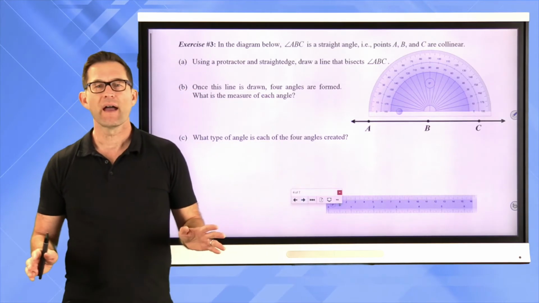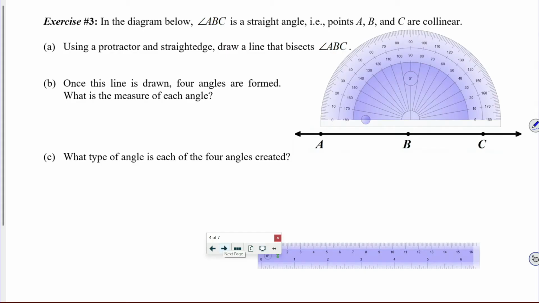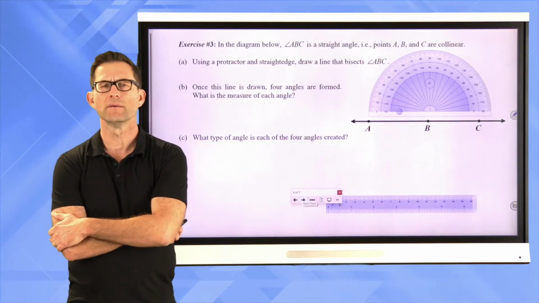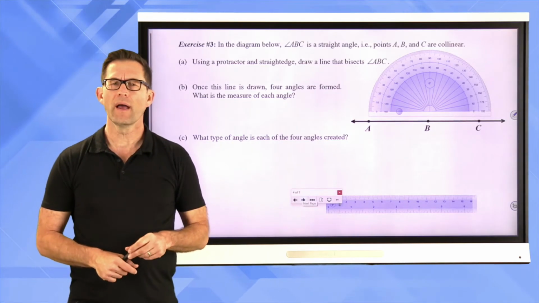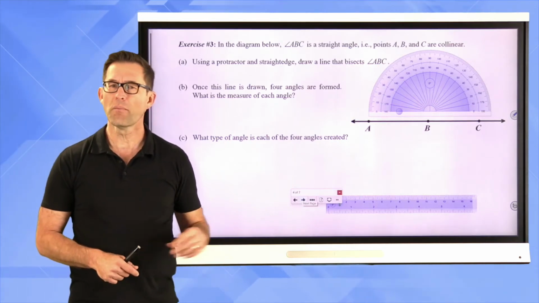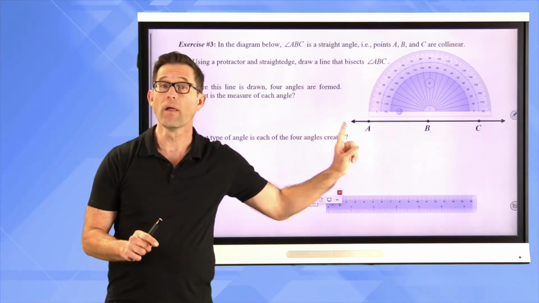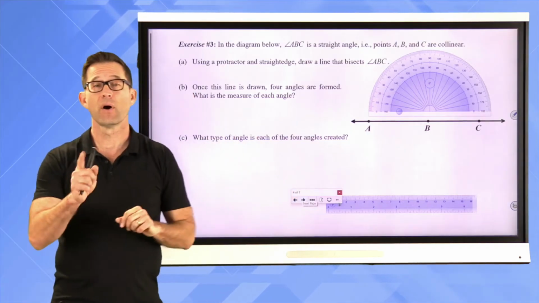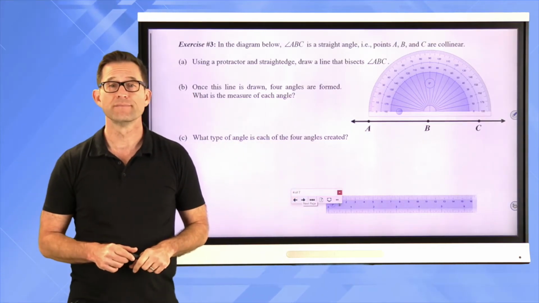Exercise number 3. In the diagram below, angle ABC is a straight angle, i.e., points A, B, and C are collinear. Letter A. Using a protractor and straight edge, draw a line that bisects angle ABC. Okay, well, pause the video now and think about this a little bit. I want to bisect angle ABC. Pause the video now and see what you can do.